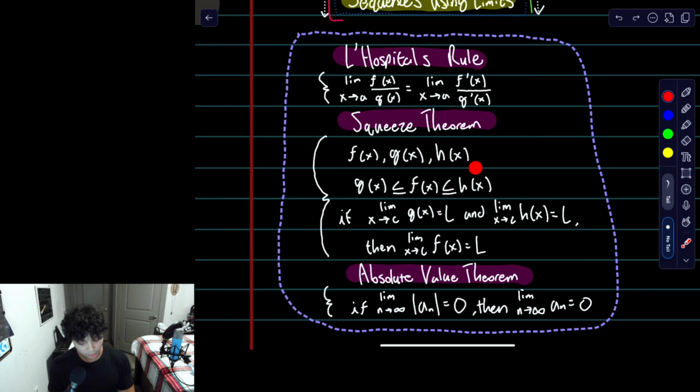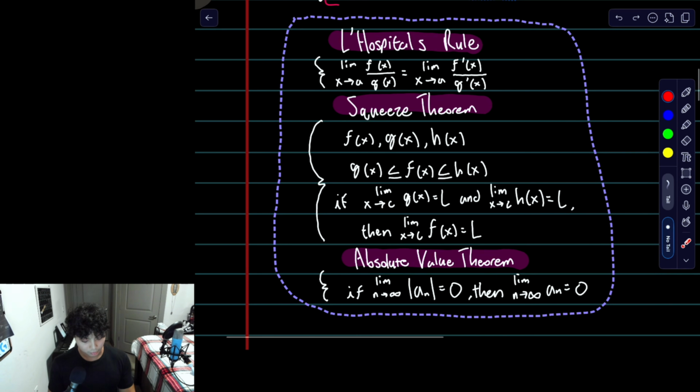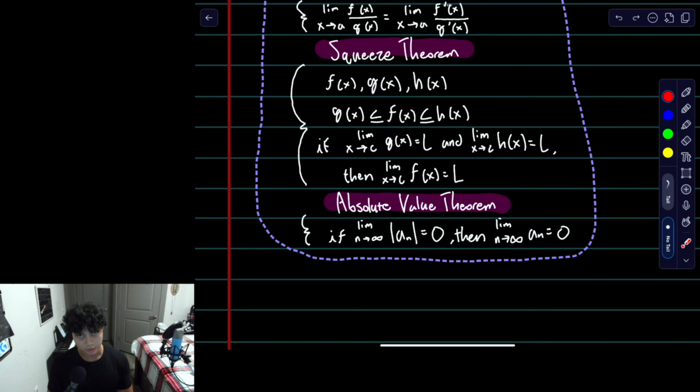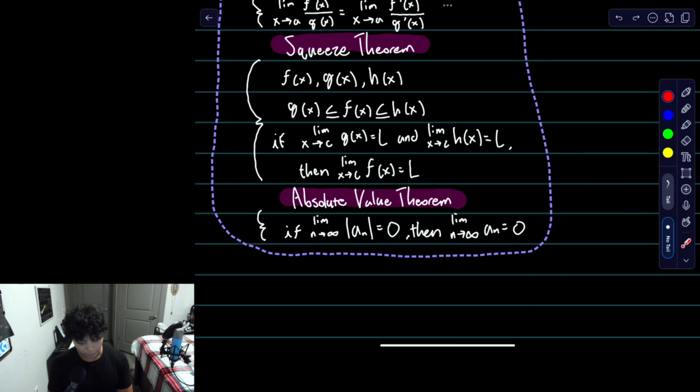mainly g of x and h of x, and if g of x and h of x equal the same exact thing, then your f of x is also going to equal that thing. For example, if your g of x's limit equals L, and your h of x's limit equals L, then your f of x's limit will equal L. And last but not least, absolute value theorem, where if your limit approaching infinity of the absolute value of a of n approaches 0, then the non-absolute value version would also approach 0, which is just your original function.